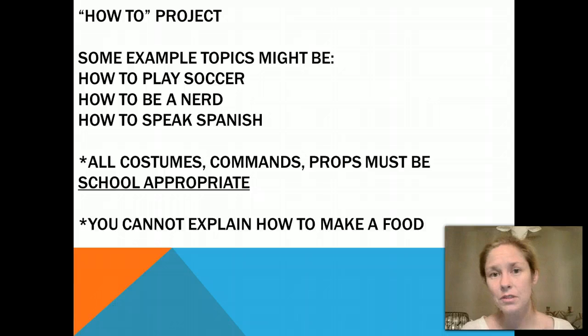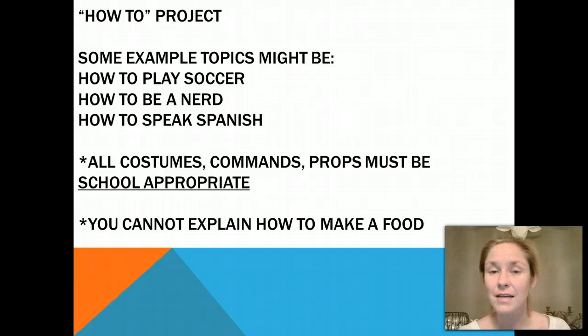All costumes, commands, and props must be school appropriate. Do not come to school with a video of you wearing a bikini swimsuit. Nobody is allowed to do that in school. You are not allowed to do that on a video that you show in school. Okay, everything needs to be school appropriate. Commands, the vocabulary that you use needs to be school appropriate. So if you want to say how to have swag or whatever it is you guys say, make sure that all those things are school appropriate.